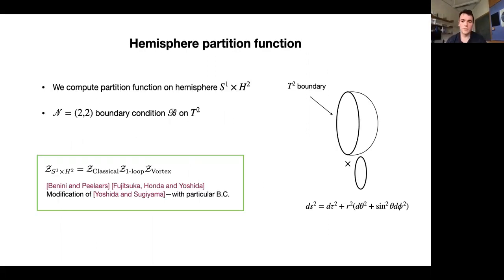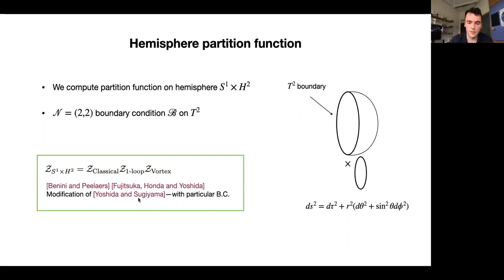Okay, so the main thing that we're going to compute in physics in this work is the hemisphere partition function for a particular theory. It's a partition function on a hemisphere, and there's a torus boundary. So we have to specify an n equals 2 boundary condition on this torus. Now these kinds of partition functions have been computed for a variety of different boundary conditions. As we'll see in a moment, we're going to consider a particular boundary condition called exceptional Dirichlet.